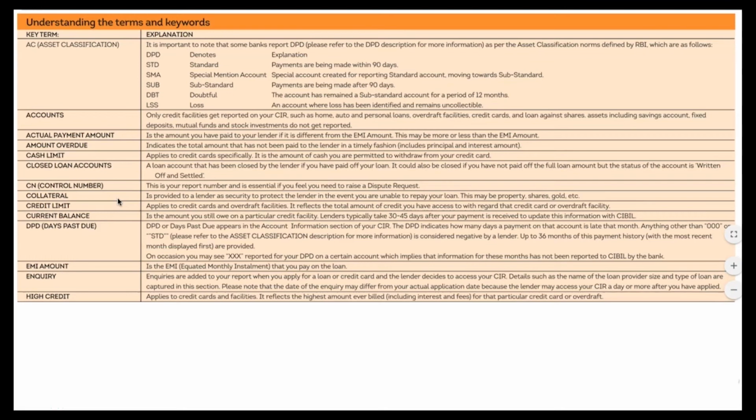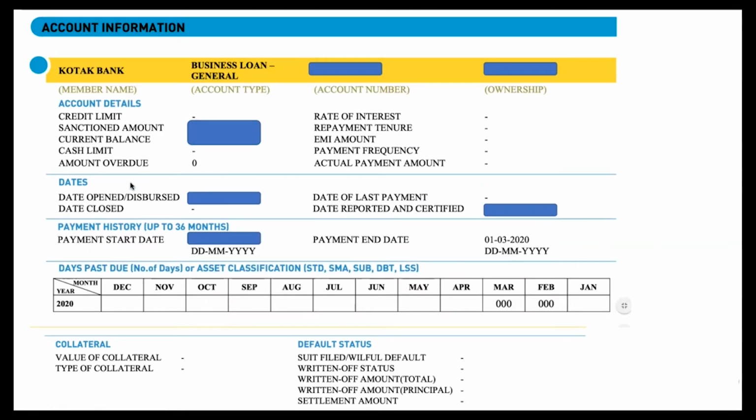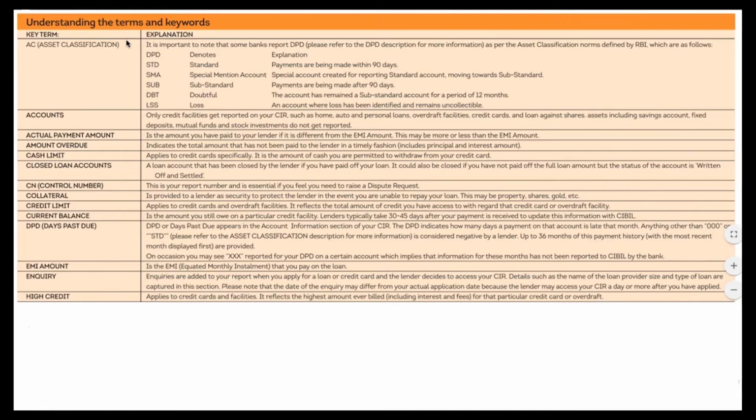Let's move on to other key items in the CIBIL report. When they say accounts, or account information, they actually mean the loans or credit cards. Only credit facilities will be reported under this credit information report. It can be a home loan, auto loan, personal loan, overdraft facility, credit card, or a loan against shares.